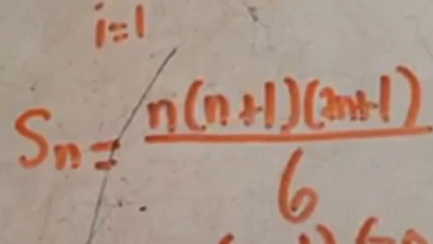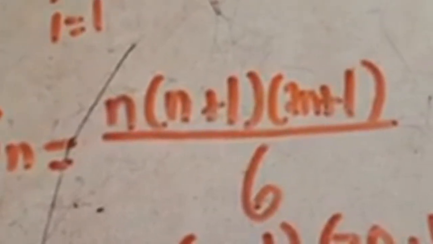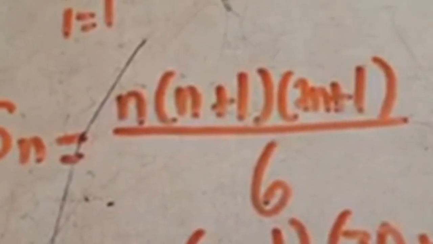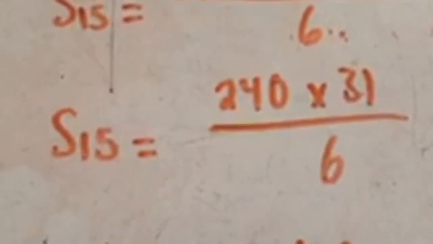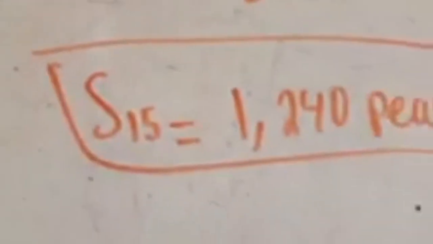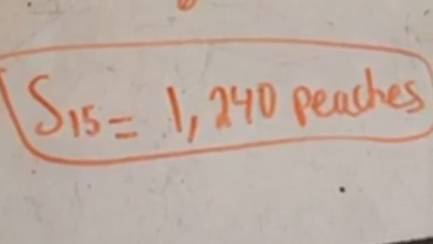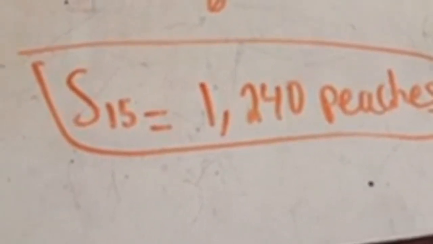It goes Sn, which is the sum of the amount of terms. n is the amount of terms. And then 2n is 2 times the amount of terms, and you divide all that by 6. So we plug everything in right here. Then you combine like terms. You have to do what's in the parentheses first. You go down here, divide 7,440 by 6, and this is your final answer, which is the exact same answer as you got in number 2a, 1,240 peaches.